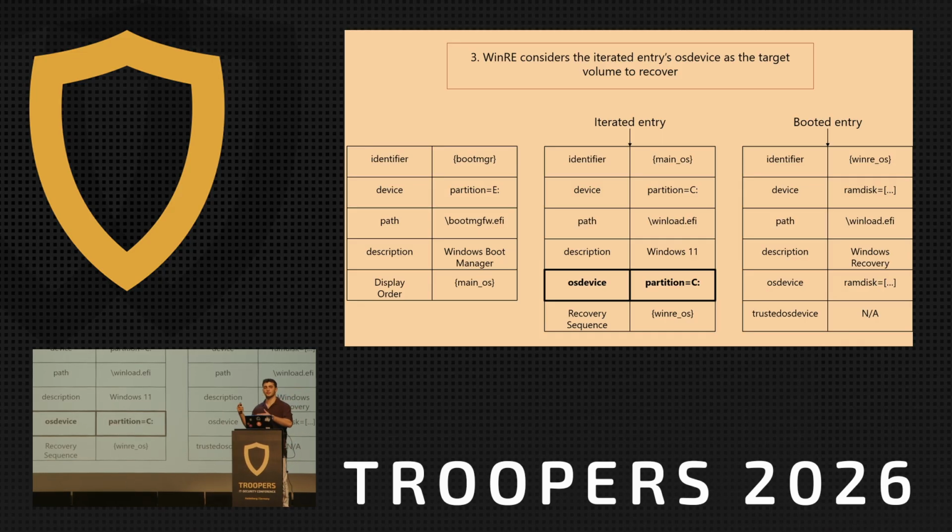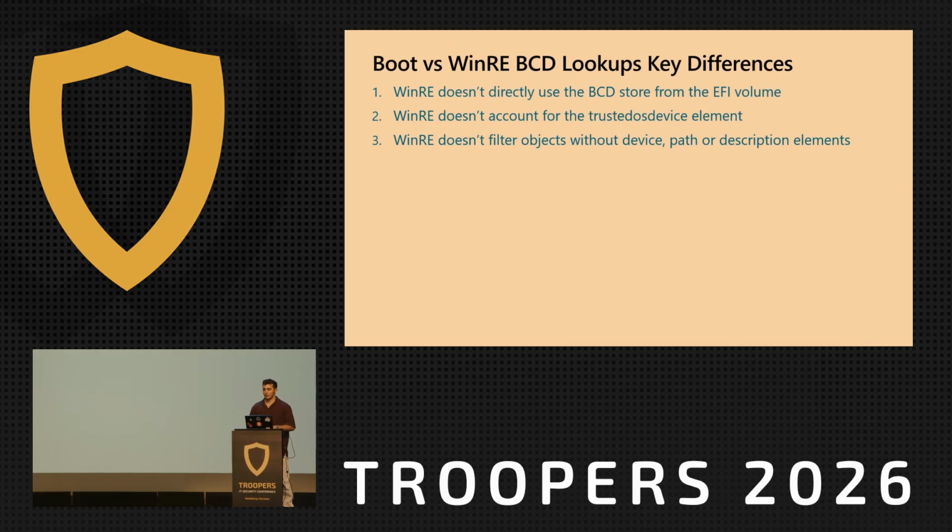But if you remember the previous lookups, there are some missing steps in the WinRE lookups. So the three key differences between the boot and WinRE lookups, I'm talking only about BCD here, are: the first one is that WinRE does not use the BCD store from the EFI volume directly. It does this volume iteration logic that we just shared in the code snippet instead of using the EFI store directly. Second, it doesn't consider the trusted OS device element that the boot phase does check. And third, unlike the boot phase, WinRE doesn't check the validity of the objects, so it doesn't filter out entries missing device, path, or description elements.